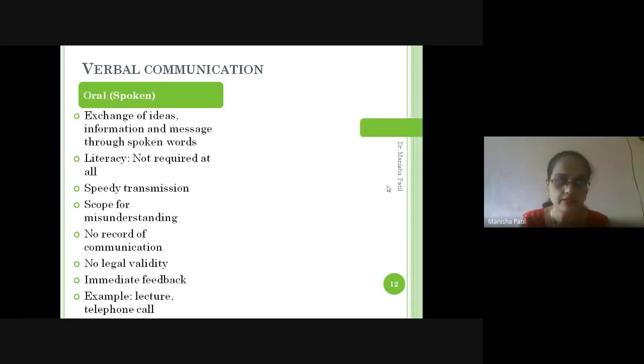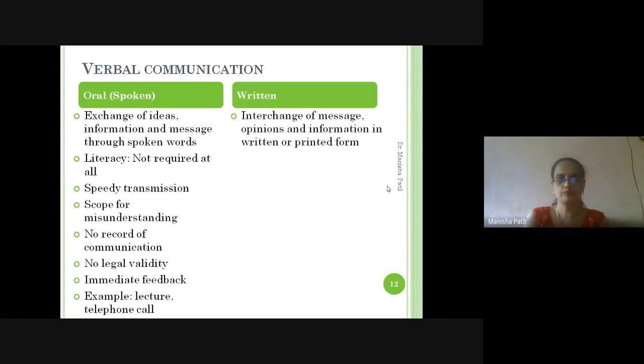Next, we have written communication. Now see, this particular slide, it is distinguished between oral and written communication. You can get this question in the exam. So you have to write in 2 columns, point wise. So the first point of written communication, interchange of message, opinions, and information in written or printed form.